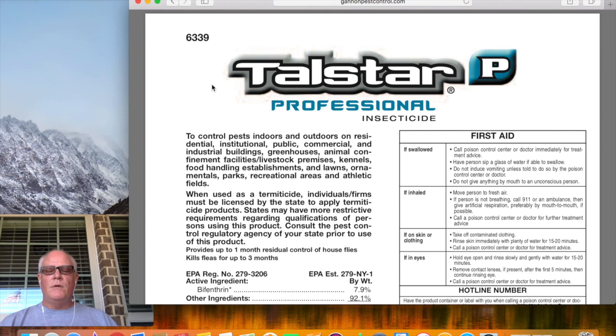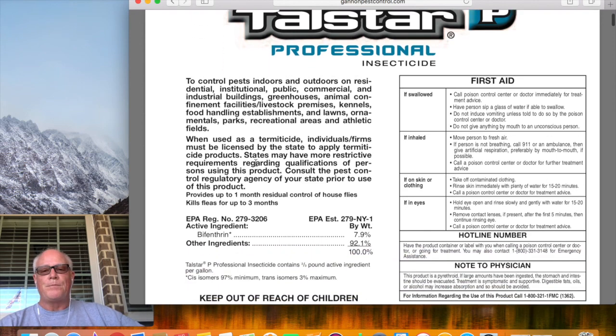Okay, now let's take a look at the Telstar label and see what it says about personal protective equipment. So this is Telstar P, which stands for professional, and this is a product that I use quite a bit. We use it for general pest treatments. We also use it sometimes for yard sprays and different things like that.